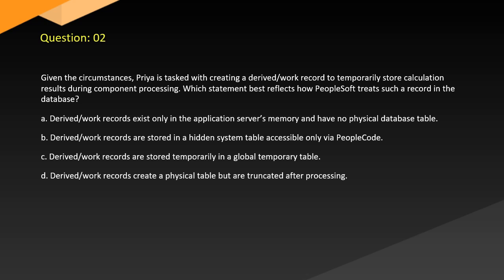A. Derived work records exist only in the application server's memory and have no physical database table. B. Derived work records are stored in hidden system table accessible only via PeopleCode. C. Derived work records are stored temporarily in global temporary table. D. Derived work records create physical table but are truncated after processing.